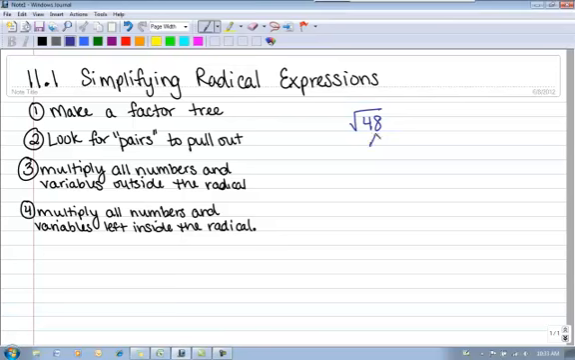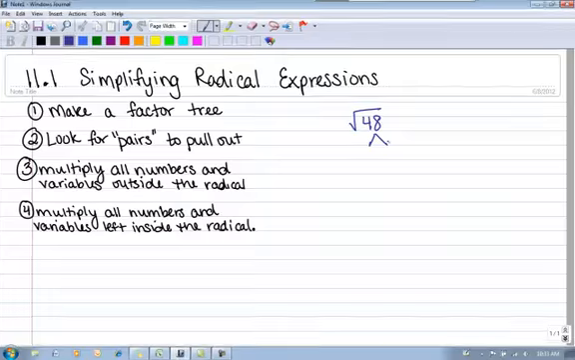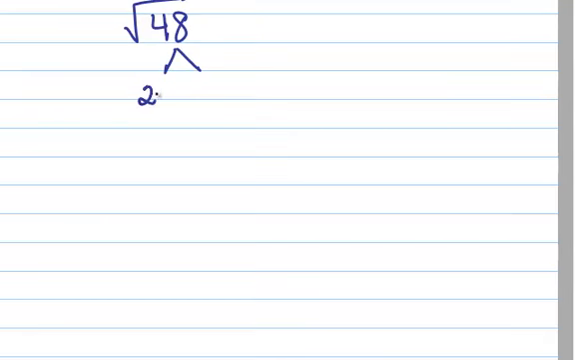Let's start by breaking down the square root of 48. So I'm going to make a factor tree for 48, which means I'm going to ask myself what numbers multiply to be 48. And the first 2 numbers that come to my mind are 2 and 24. These might not be the numbers for you, but either way, it'll end up working out.